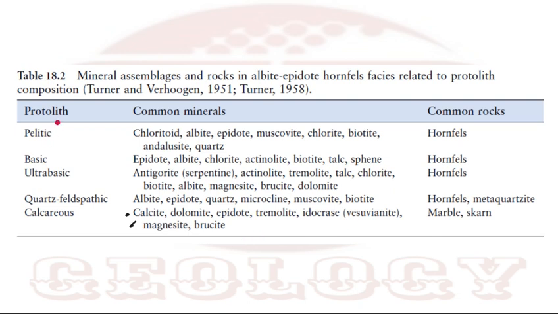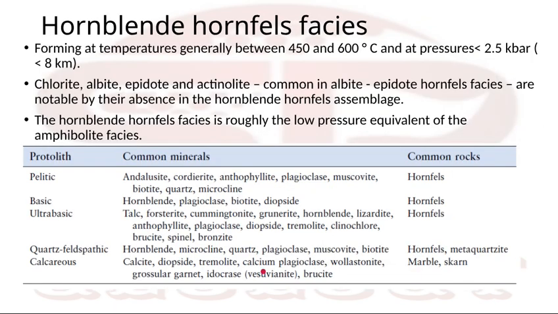So particularly we will be studying these things, pelitic, calcareous. We'll complete this in the coming slides. So next is your hornblende hornfels facies. Hornblende hornfels facies takes place generally at 500 to 600 degrees Celsius, less than 2.5 kilobar, and hornblende is the index mineral.